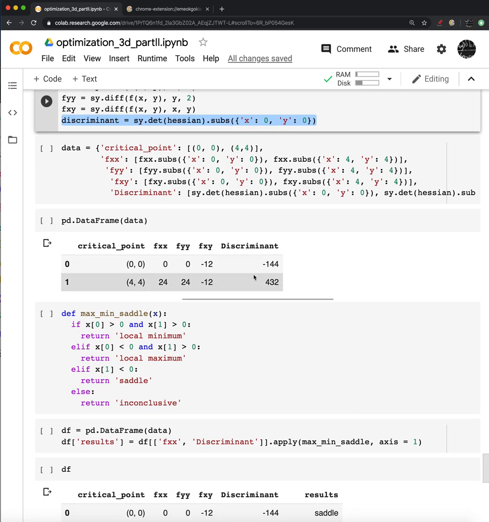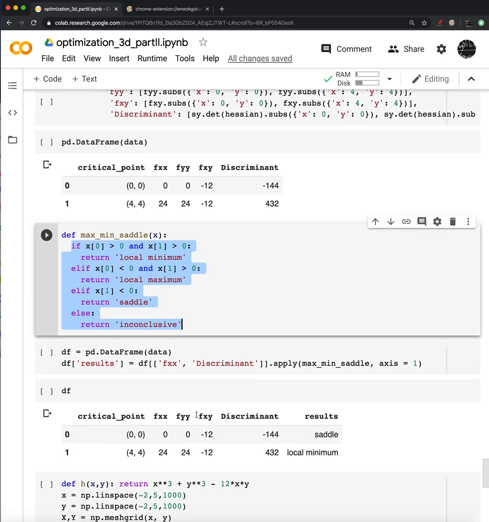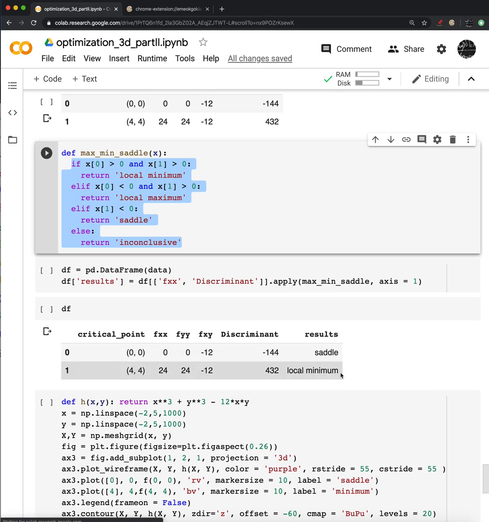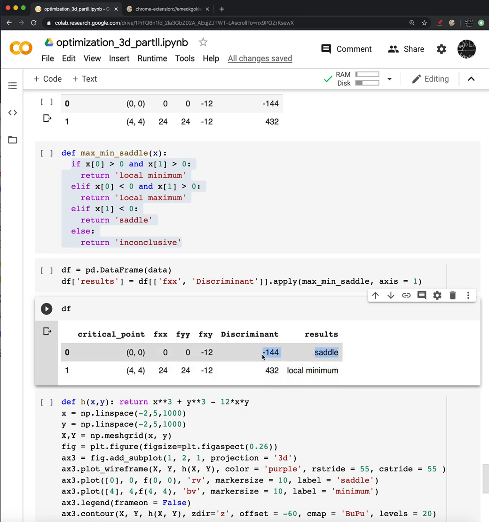And then I can, if I want, even write a little function to apply some logic to this table to make those decisions, where everything is dependent on fxx and this discriminant. So if fxx is positive and this thing is positive, it's a minimum. If fxx is negative and this is positive, it's a maximum. If the discriminant's negative, it's a saddle point, otherwise it's inconclusive. So we can work that logic into a function and apply it to tables of partial derivatives like this and get a label. So here we are. Got a local min and a saddle.